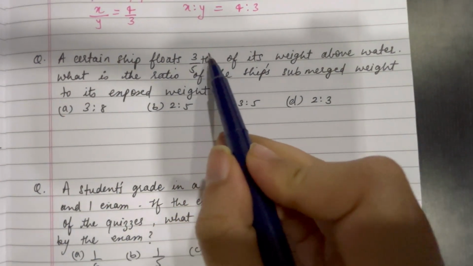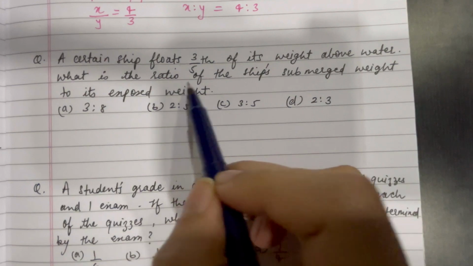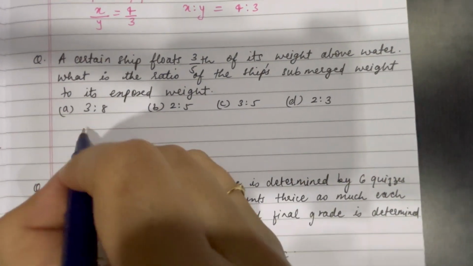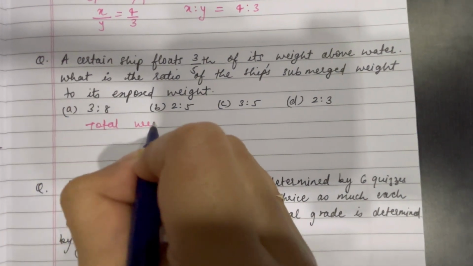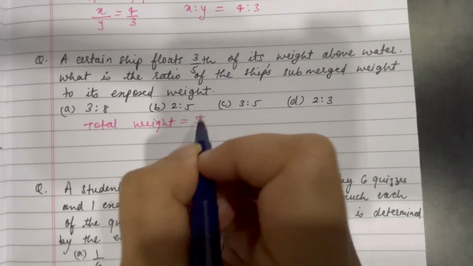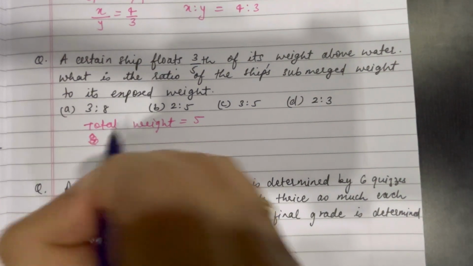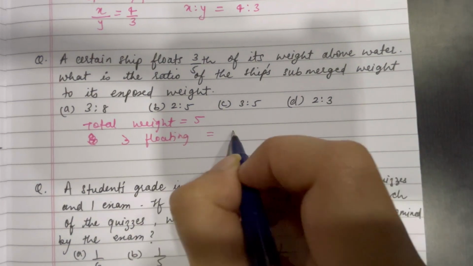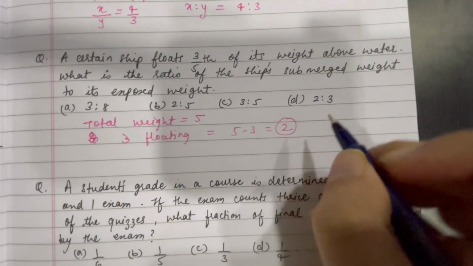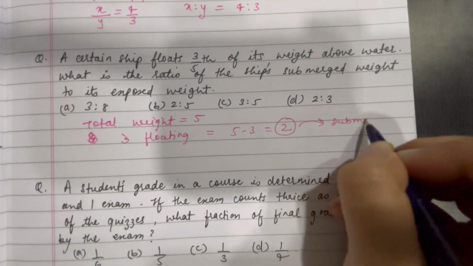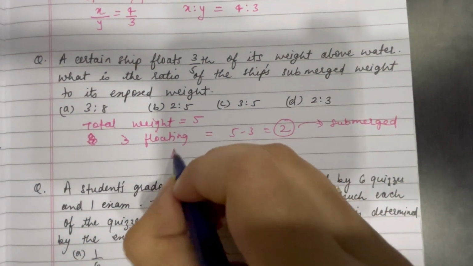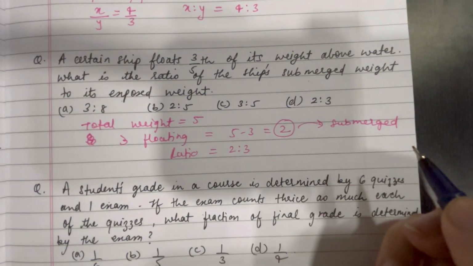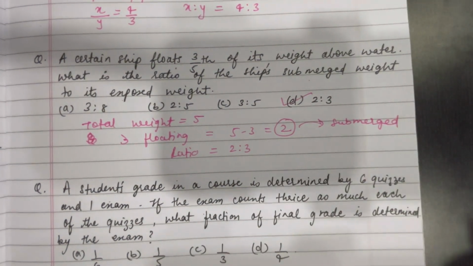A certain ship floats 3/5 of its weight above water. What is the ratio of the ship's submerged weight to its exposed weight? Let's say total weight is 5. If 3 weight, out of 5, 3 is floating, what is remaining? 5 minus 3, that is 2. 2 is nothing but what? Submerged. So our ratio would be, we need to find submerged to exposed, 2:3. Option D. I hope this is clear.